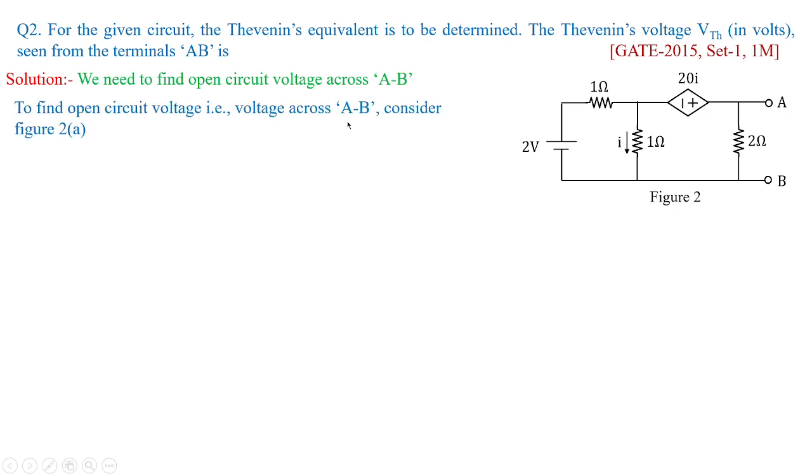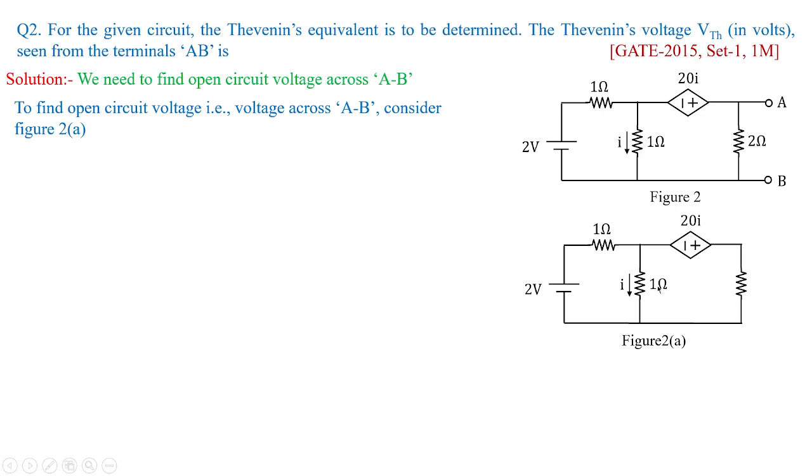To find out the open circuit voltage, that is the voltage across AB, consider figure 2A. I am redrawing this figure in this fashion. The open circuit voltage is across 2 ohms. So the 2 ohms is placed here, and assuming two loop currents I1 and I2, I'm going to find out the values of loop currents I1 and I2, so that the voltage across 2 ohms would be I2 multiplied with 2. That is the voltage across AB. This is the important catch of this problem.